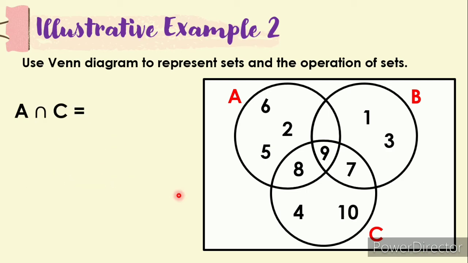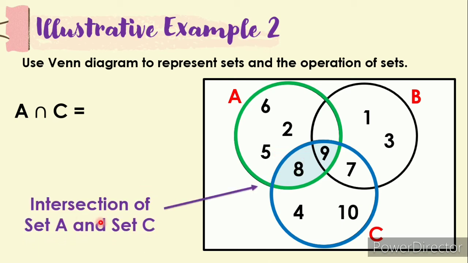So first, let's find the intersection of set A and set C. So look at the set A and set C. The intersection of these two sets is in this region. So the intersection of set A and set C is equal to 8 and 9.